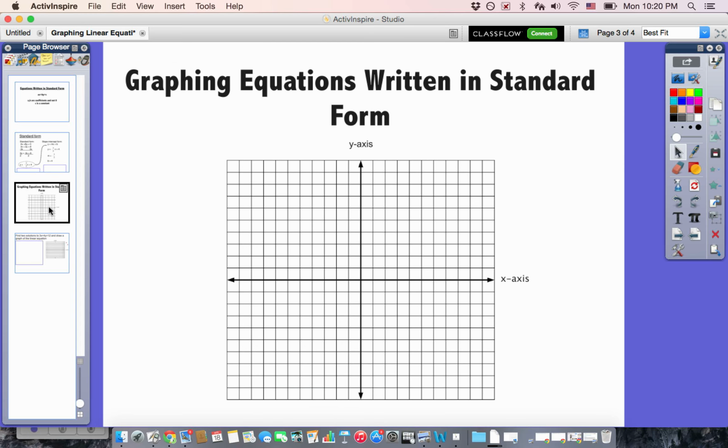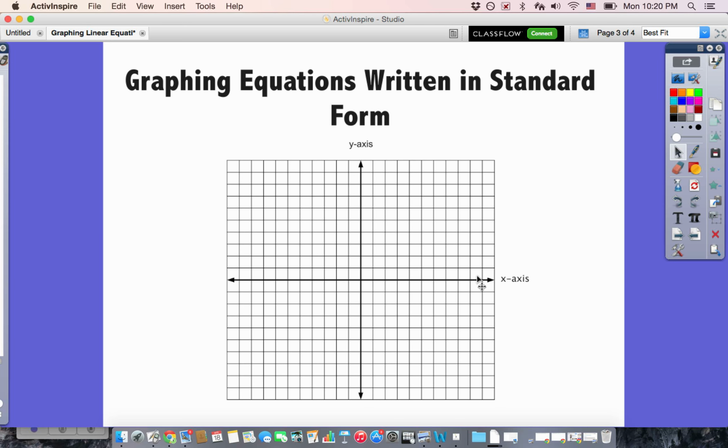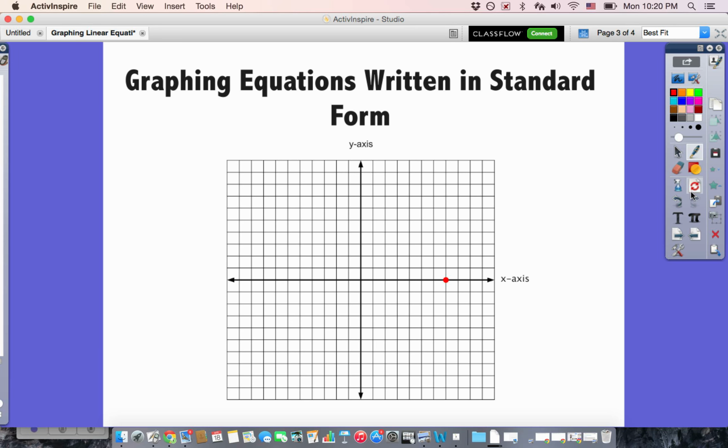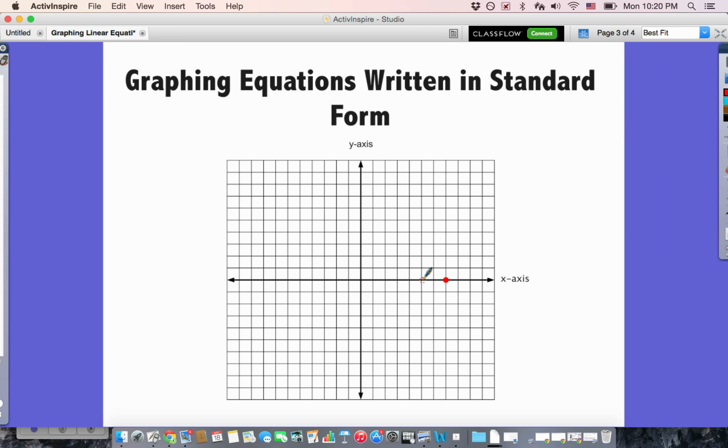Okay, so now let's talk about how we would graph equations written in standard form. First I want you to look at the x-axis. Any point that's on the x-axis, say for example if I have this point, what are the coordinates of that point? It would be 1, 2, 3, 4, 5, 6, 7. Okay, it would be 7, 0.